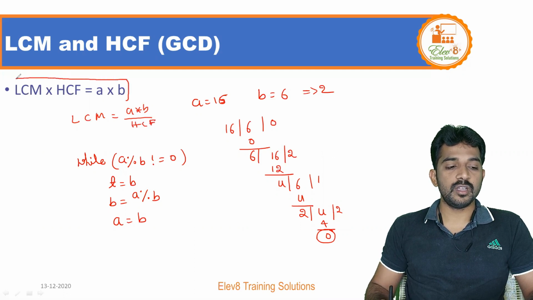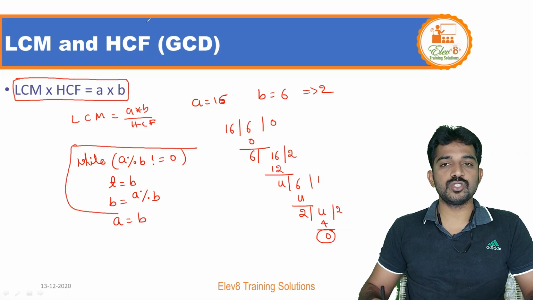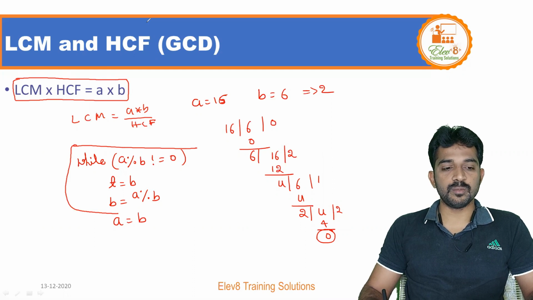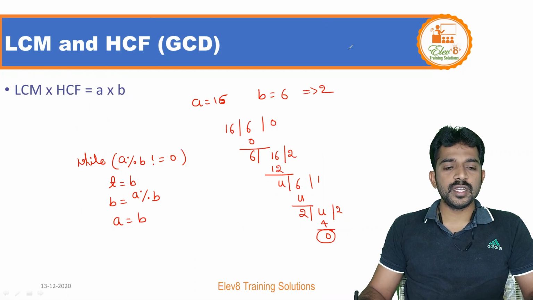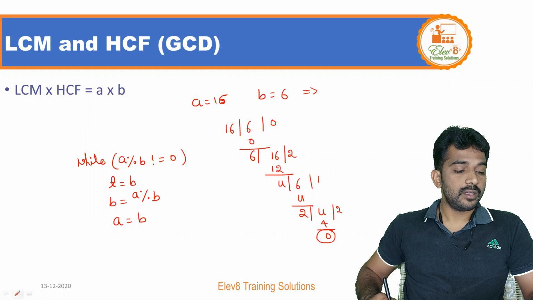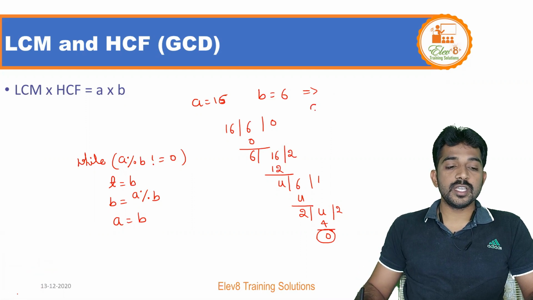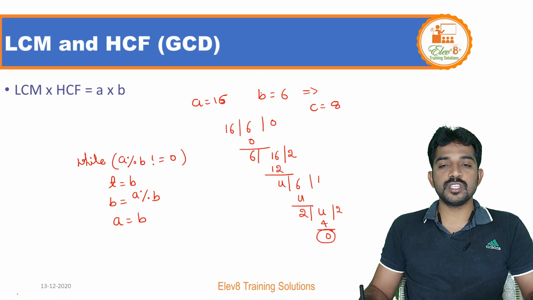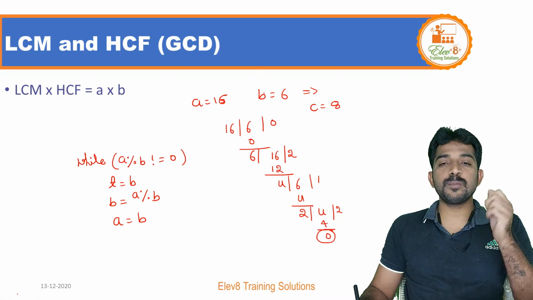Please remember this formula and remember this procedure. Then you know how to find the GCD of given two numbers. Up to now, it is okay. But sir, what happens if there is A, B, C? Most of them ask this question. If C is also there, C is 8, what is the GCD of these three numbers? How to calculate? What is the process?